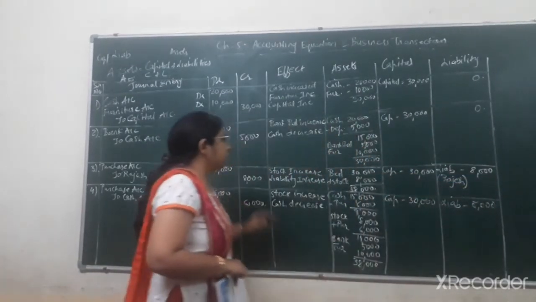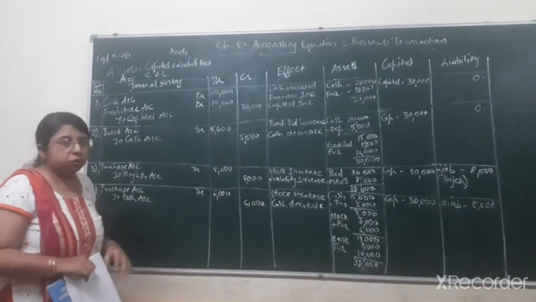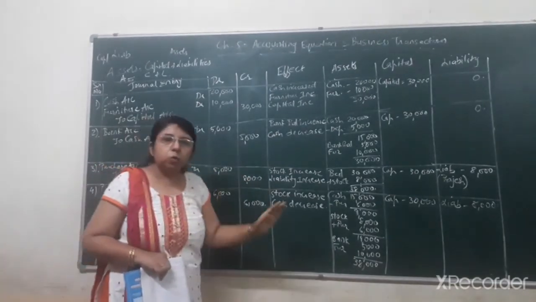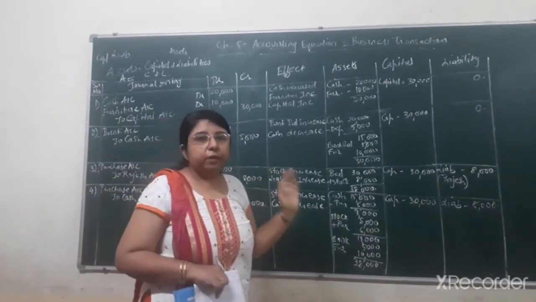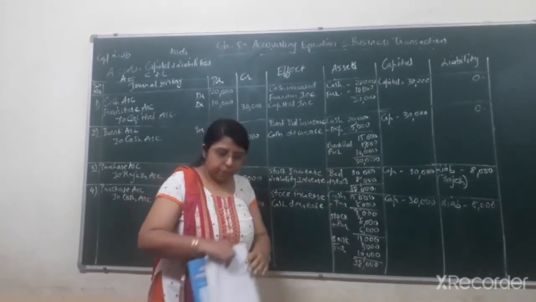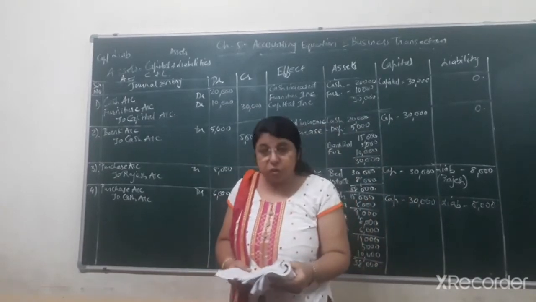Now after completion of the third entry, we are moving on with the fourth transaction. Students, mind well, you have to stick to this format. According to this format only, you have to write the journal entries and mention the amount of assets, capital and liabilities. Fourth transaction, goods of 6,000 purchased for cash.